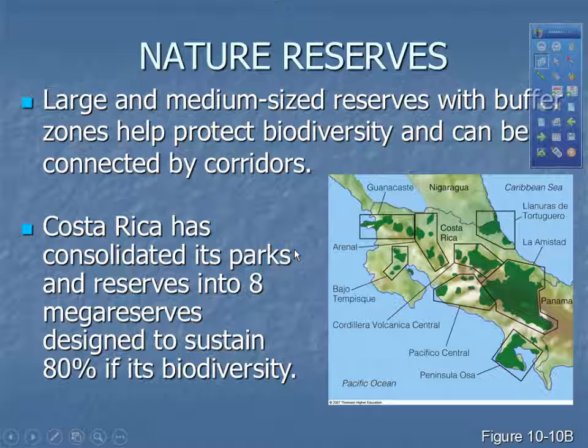And then the nature reserves normally have buffer zones, so that kind of helps ease into the area and out of the area. They tend to be connected by corridors, so animals can move back and forth. Costa Rica is really well known for this. It's consolidated its parks and reserves into 8 mega reserves, so that 80% of its biodiversity is sustained. People can still go on it.